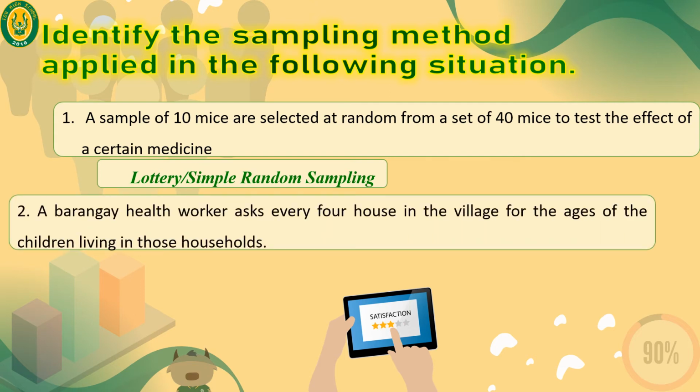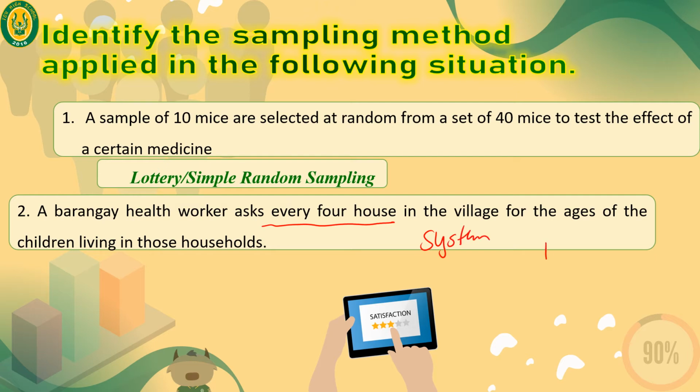Okay, how about the next? A barangay health worker asked every four house in a village for the ages of the children living in those households. So it says every four house. This does not necessarily mean a characteristic or a group that the households can be classified into. It's just simply stating that in a barangay, every fourth house, the health worker will assess the age of the children living in those households. So it follows a system, right?